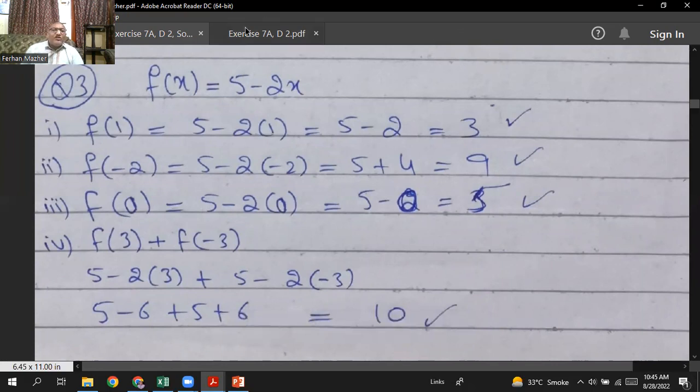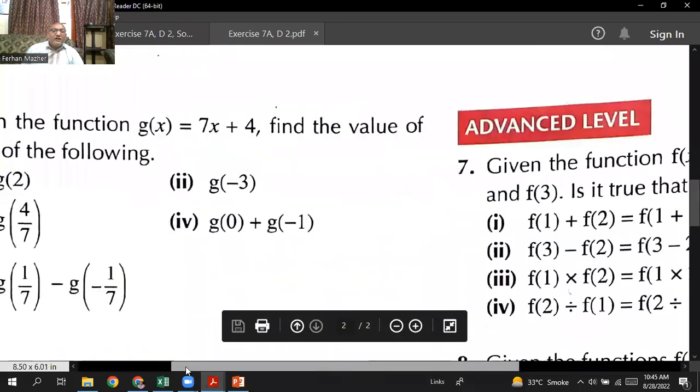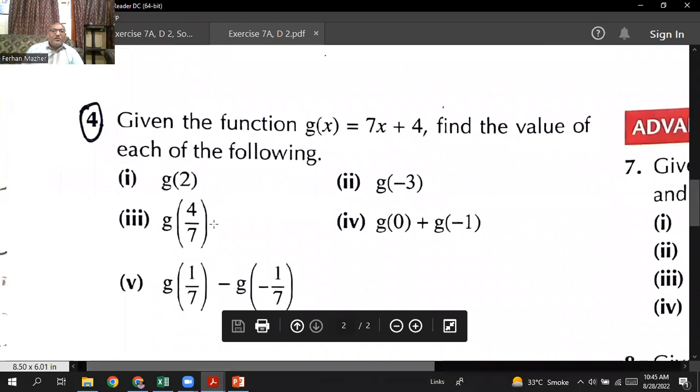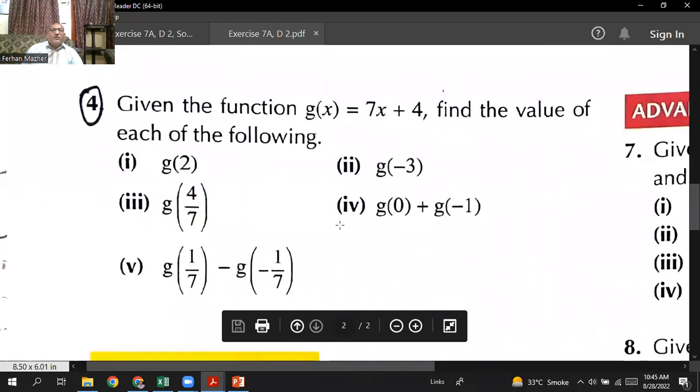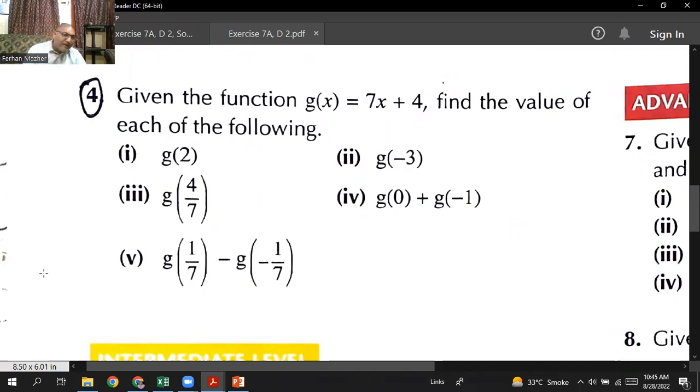Let's go to the next question. The question number 4 is showing up on your screen. He says, given that the function g of x equals 7x plus 4, find the value of each of the following. In the first part, he says find g of 2.